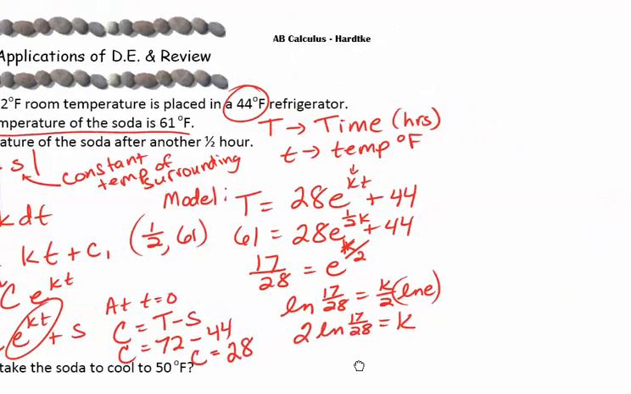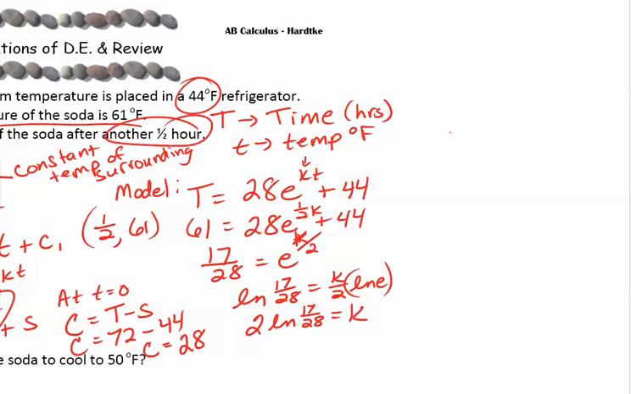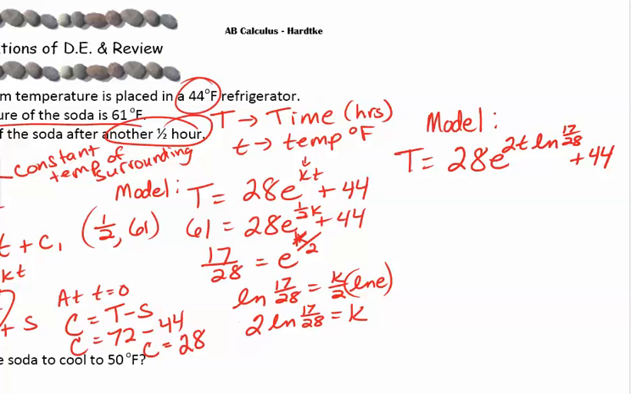So now we're still not finished quite with question A, but now we have our final model here. We would have T is equal to 28e^(2t ln(17/28)) plus 44. And we're asked to find the temperature after another half hour. So now we want to find out what is T when we put 1 in, so at time equals 1 hour.